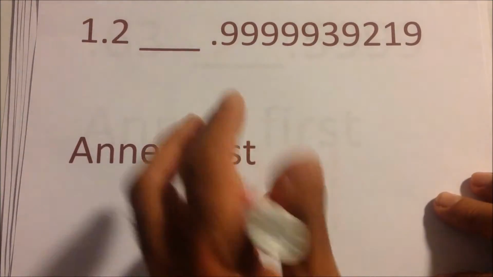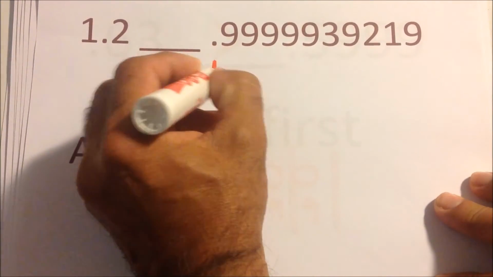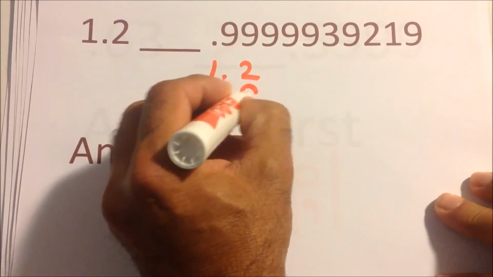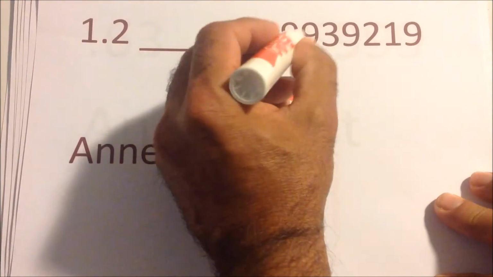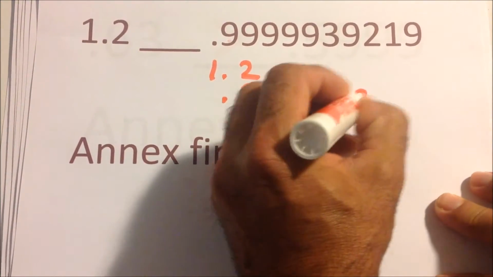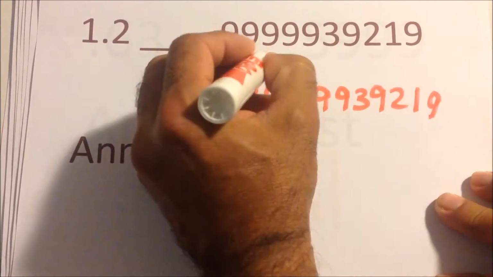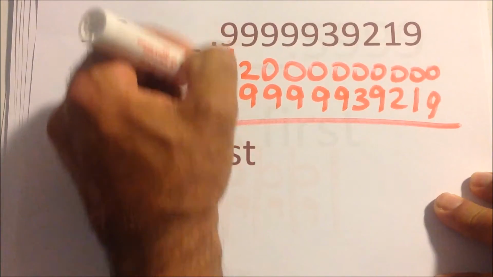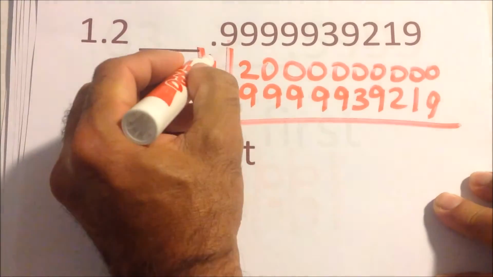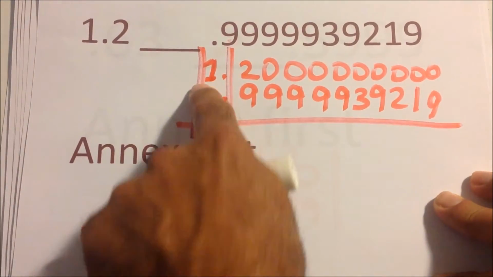Okay, so again we have a 1.2, and then we have 0.9999. Was there 5 9s? 1, 2, 3, 4, 5. 39219, and all these zeros, and we go left to right, stop right there. 1.2 is bigger.